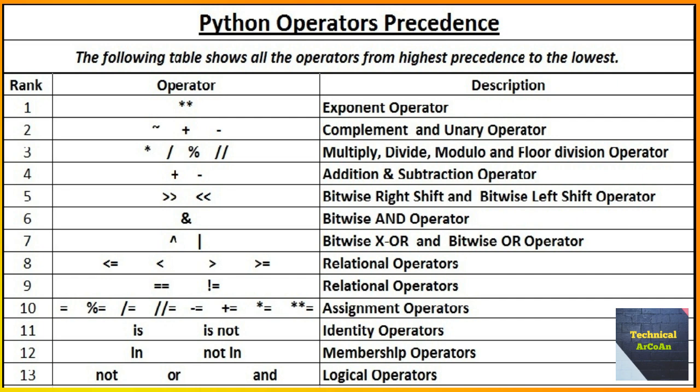Rank 6 is the bitwise AND operator. Rank 7 is bitwise XOR and bitwise OR operators. Rank 8 is relational operators. Rank 9 is the rest of the relational operators like equal equal and not equal. Rank 10 is assignment operators like equal, modulo equal, divide equal, etc. Rank 11 is identity operators. Rank 12 is membership operators and rank 13 is logical operators. Here the operators with the highest precedence appear at the top of the table, and those with the lowest appear at the bottom.